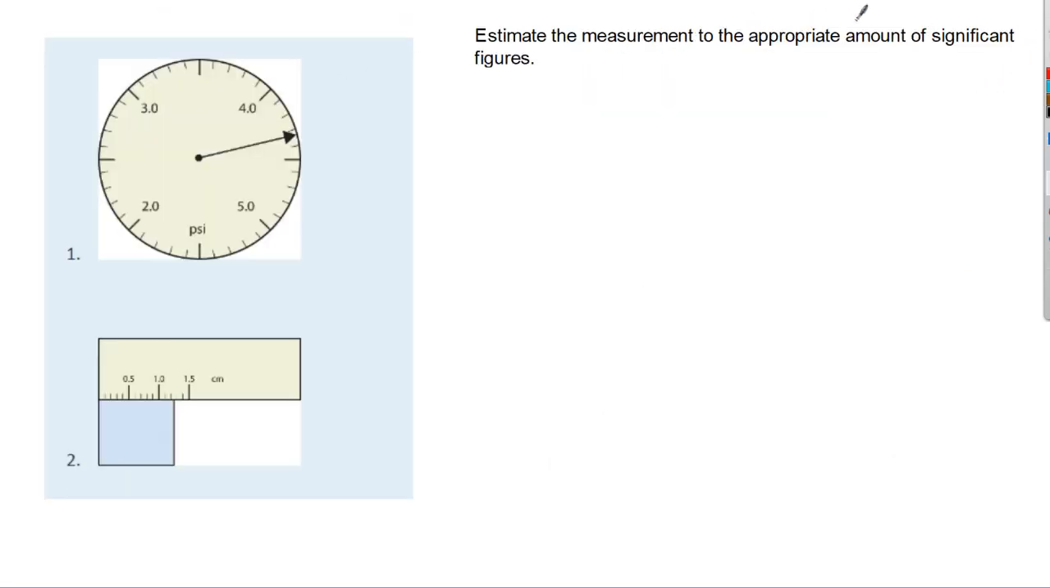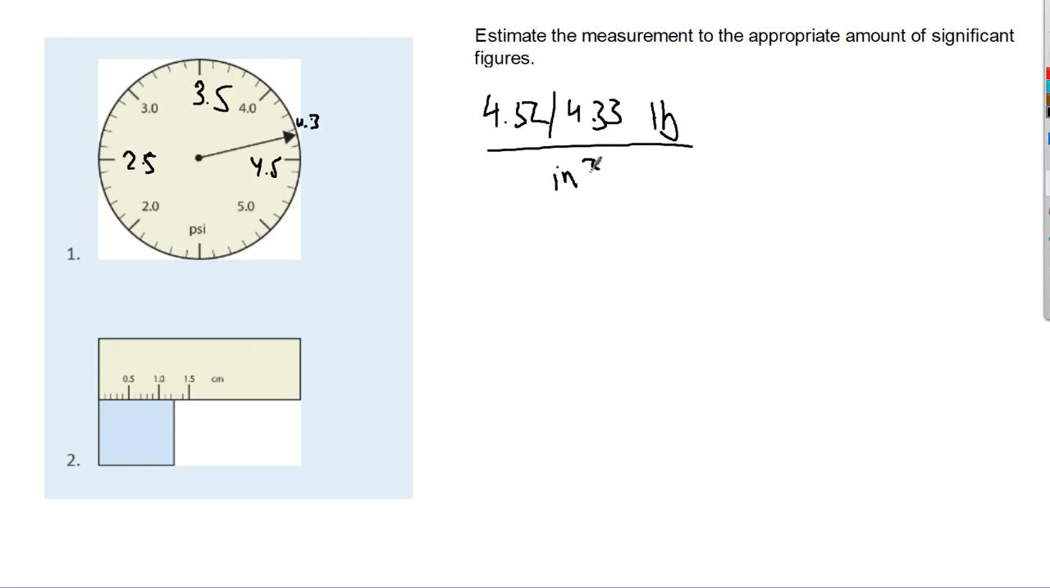Okay, so estimate the measurement to the appropriate amount of significant figures. We have 2 and 3 right here, so that's 2.5. That's 3.5. That's 4.5, and each of them is 0.1 because you can count 10, right? So 4.0, 4.1, 4.2, 4.3. But since this is in the middle of 4.3 and 4.4 and it's about this much, we can deduce that it's about 4.32 or 4.33 pounds per square inch, right?